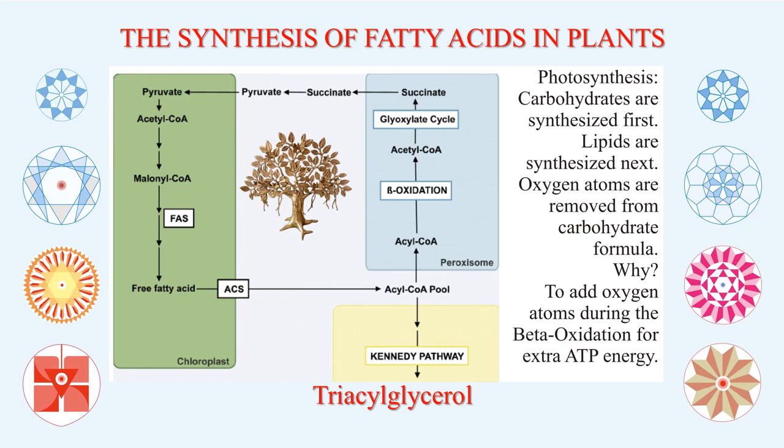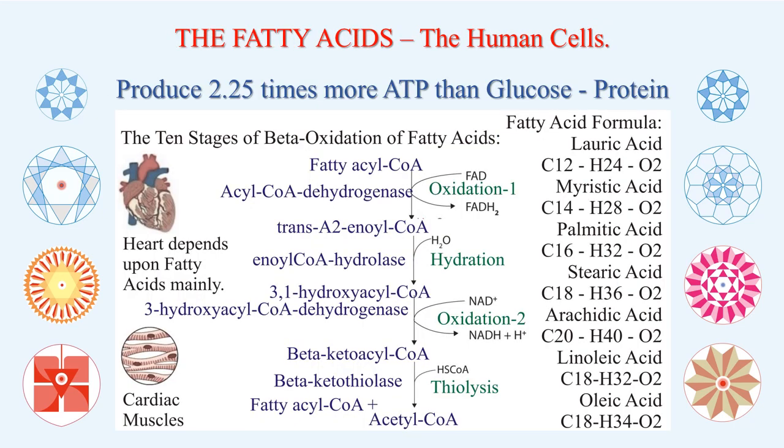Now let us look at this particular visual. Fatty acid: the human cells produce 2.25 times more ATP than from glucose and protein. In other words, 1 gram of carbohydrate produces 4 kilocalories. 1 gram of protein also produces 4 kilocalories. Whereas 1 gram of lipid produces 9 kilocalories.